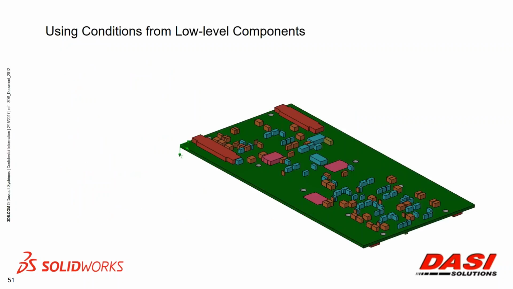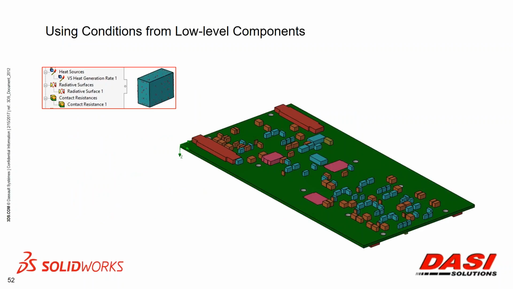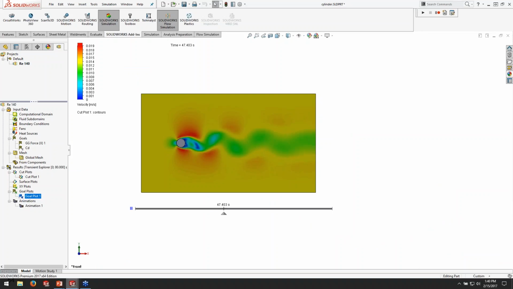The last thing I want to show is using conditions from low-level components. So what you'll see in the What's New document is what they call it. Now, the idea here is if you have an assembly or multi-body part and you have a lot of repeat components, what we can do is set up sort of like a submodel simulation on one of those repeat components, and then take those properties and assign them to all the other repeats. Okay, so here's how that looks.